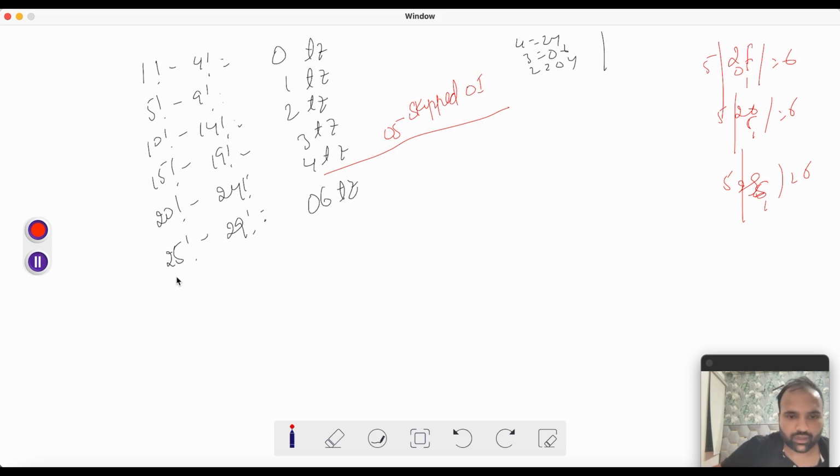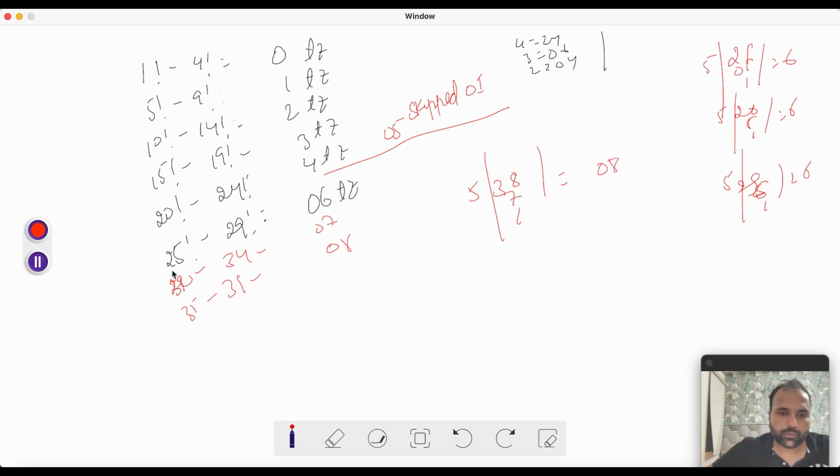Now again, if we go from 30 to 34, it would have 7. From 35 to 39, it would go to 8. You can calculate it. It's not anything random. So 35 to 39, you have 7 plus 1, 8. This would go on.